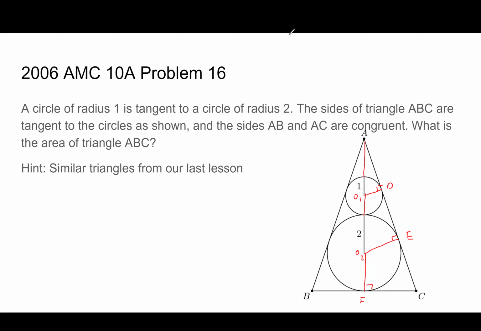Do you guys know which triangles are similar? We'll just go through this first. AO1D looks similar to AO2E, right? These two triangles appear to be similar. ADO1 is similar to AEO2, because they both share the angle FAC and they're also right angle triangles.